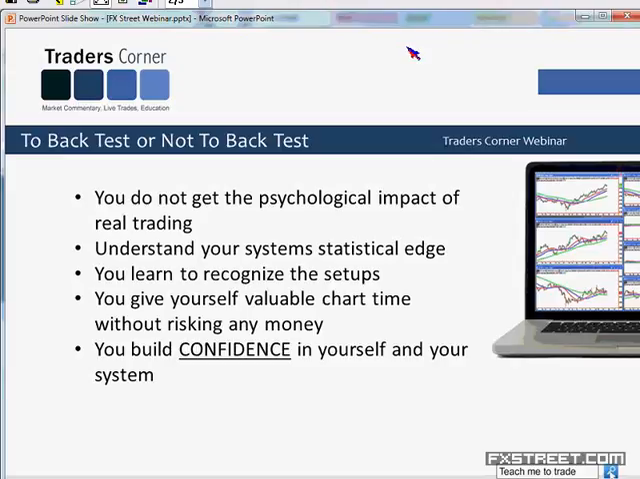Now, the first point here we said was that you don't get the psychological impact of real trading. And sometimes that's actually a good thing. In the very, very beginning, for some of our members that are very new to trading, we tell them literally don't even think about putting any money on the table until you can not only recognize the setups, but also execute.